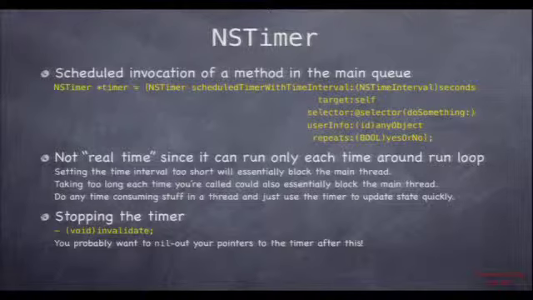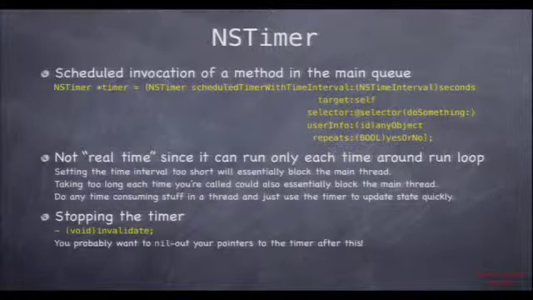You can see the repeating thing is that repeats yes or no. So if that repeats no, then it's just going to end and you don't have to do anything. But if it's a repeating one and you want to stop it, you send it invalidate. And if you have a strong pointer to the thing, you're going to want to set it to nil. If you have a weak pointer, actually it'll probably get nilled out by itself. So this is a case where you might use a weak pointer besides an outlet.